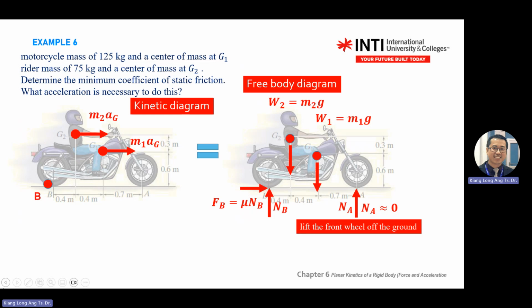Then we focus on, we pick B as our interest point. Why? Because we don't want to solve this one. You can put A, but A leave already, so it's a very complicated case. So we look at B point to solve for the moment equation. So we pick B as our interest point.